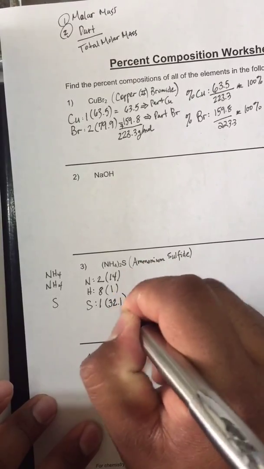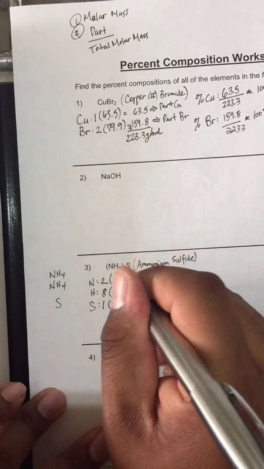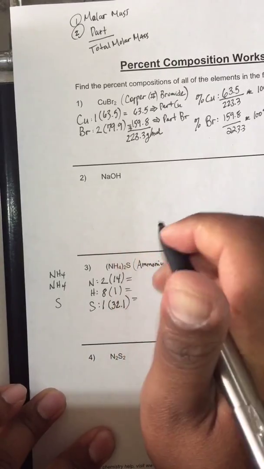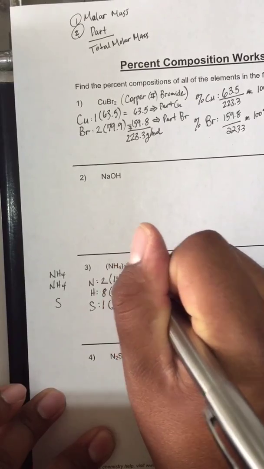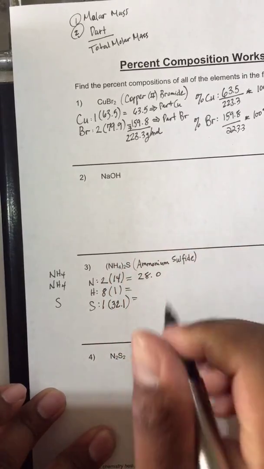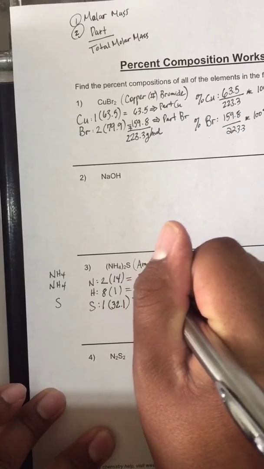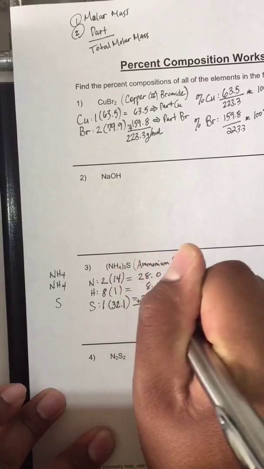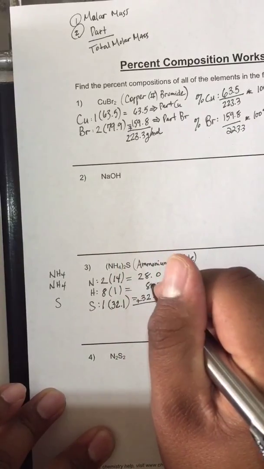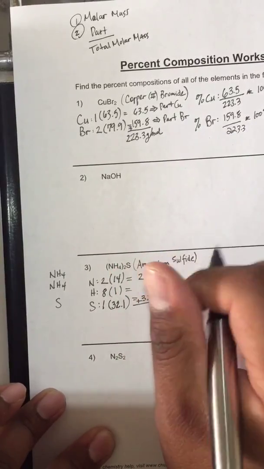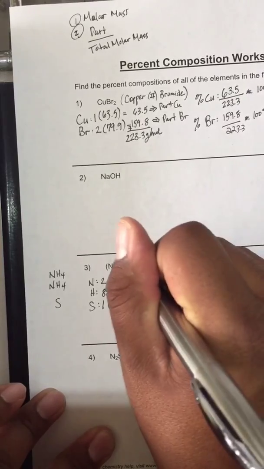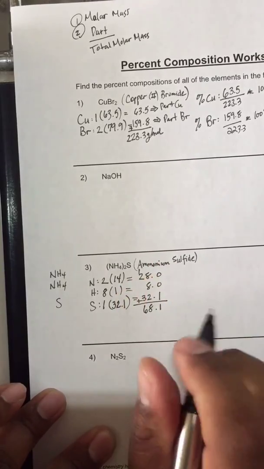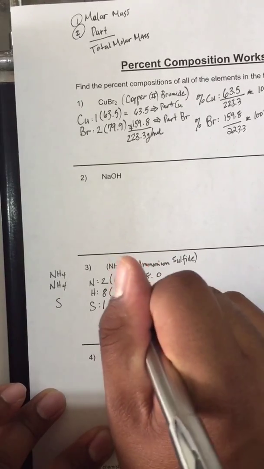We have as such. Now we're going to multiply across. 2 times 14 is 28. 8 times 1 is 8. And 32.1 times 1 is 32.1. We add them up: 28 plus 8 is 36, plus 32.1 is 68.1. So that is your total molar mass.